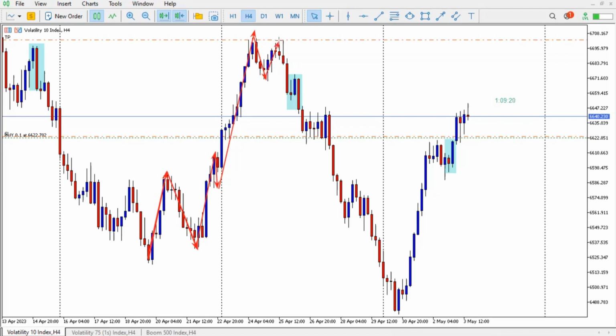But when the market returned back up, it started coming down. It created a high that is lower than this one. Then it also created a low that is lower than this one. Then you will just know the market is about to sell.